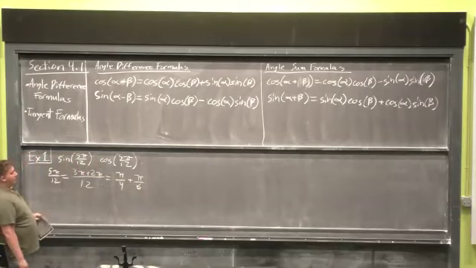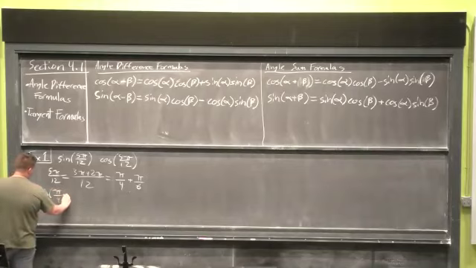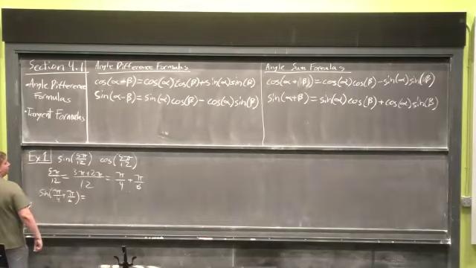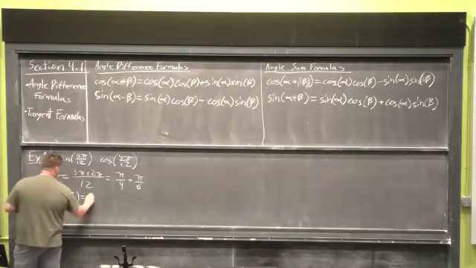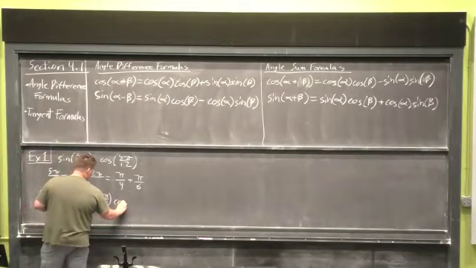So we have a sum here, so we can write down that sine of pi over 4 plus pi over 6 is equal to sine of pi over 4 times cosine of pi over 6.